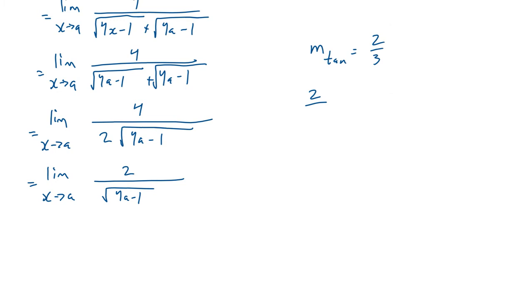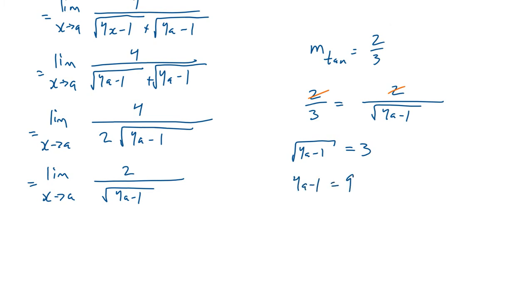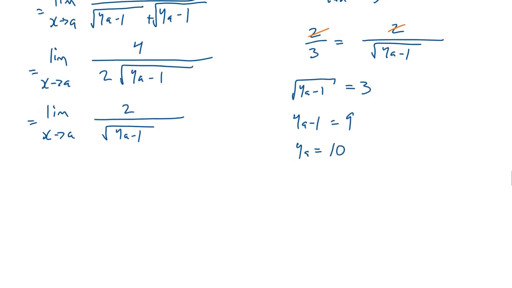So we've got 2 over 3 equals 2 over root 4a minus 1. Again, this is where I can divide both sides by 2 and then do what people love to call cross multiplying. But you're multiplying out to clear the denominator, so we get square root of 4a minus 1 equals 3. This is different from the other one where we're not taking the square root of both sides, we're squaring both sides. So there's no plus minus. Add 1 to both sides and divide by 4 and reduce, and we get a is 5 over 2.